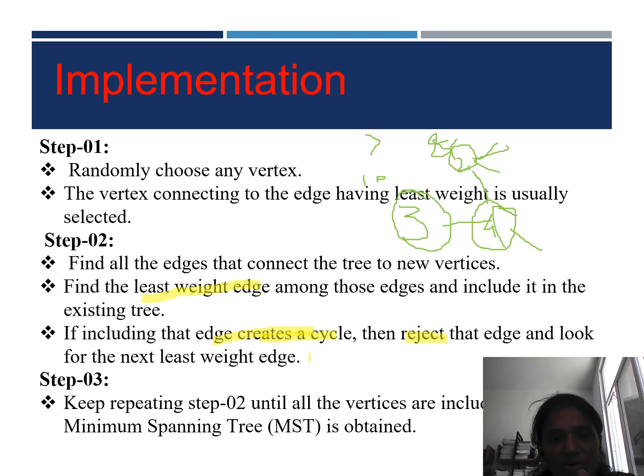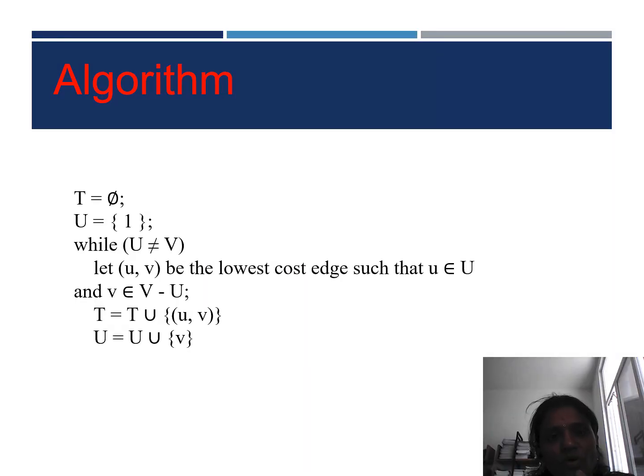Then step 3 is we have to keep repeating step 2 until all the vertices are included in the graph to obtain a minimum spanning tree. This is a simple implementation of the steps for Prim's algorithm. So this is the complete algorithm.